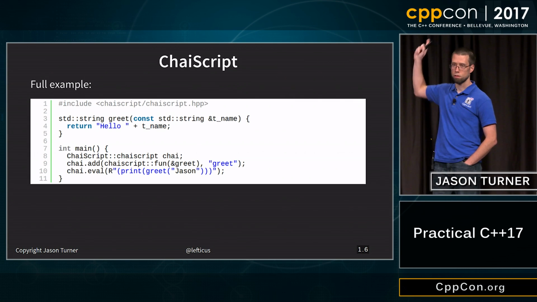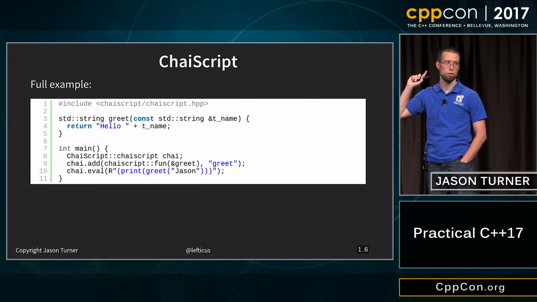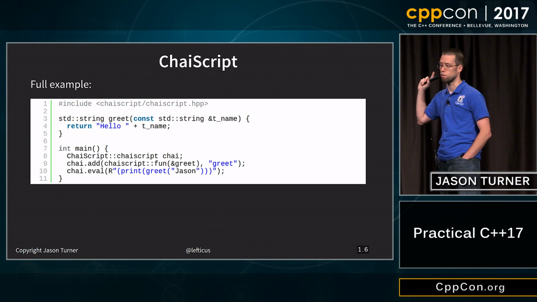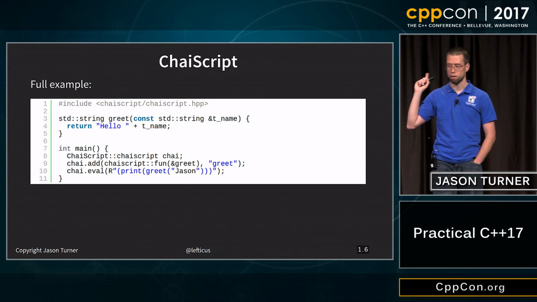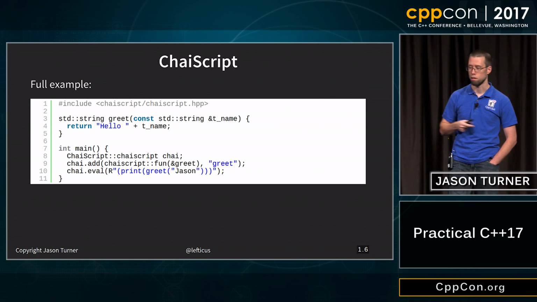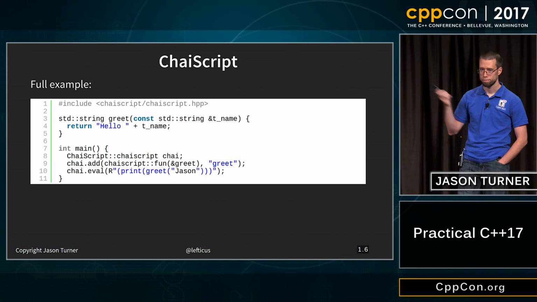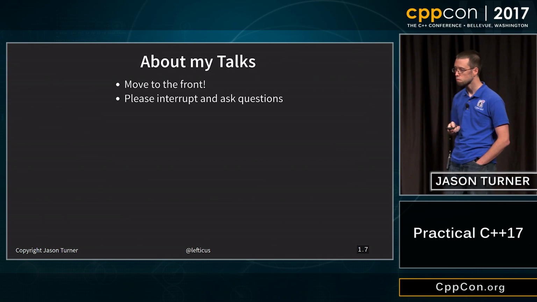So this is a real full example of using CppScript. You include a header file, expose a function. I've got the function on line 2 called greet. It automatically has its types deduced, and then the result of this would be printing hello world from CppScript. So just so you know.